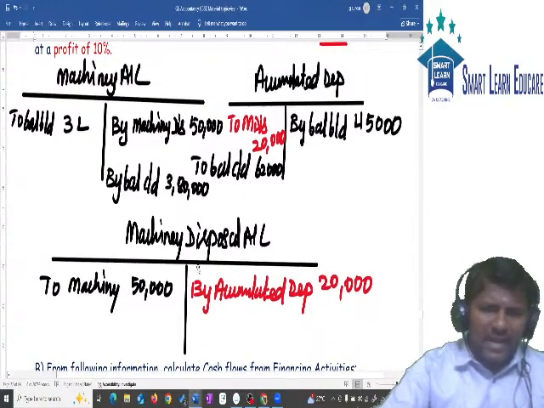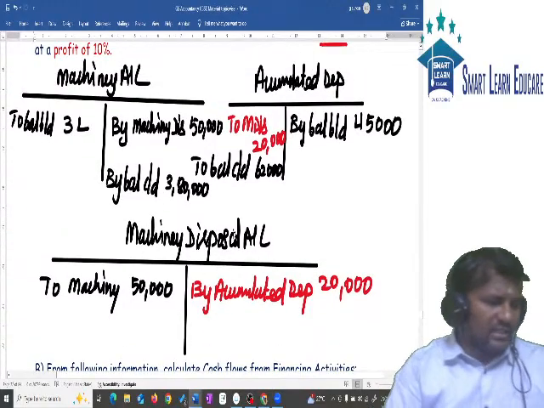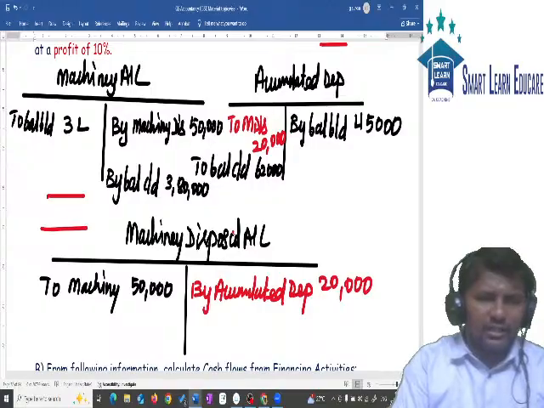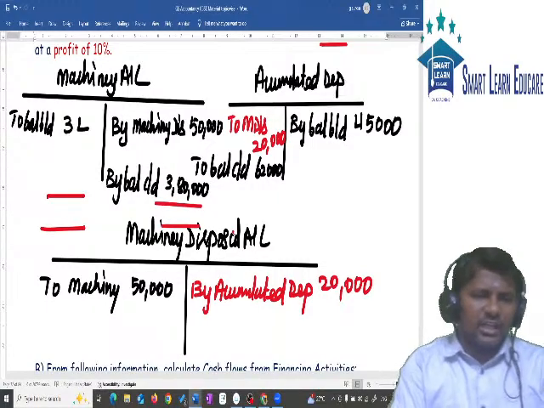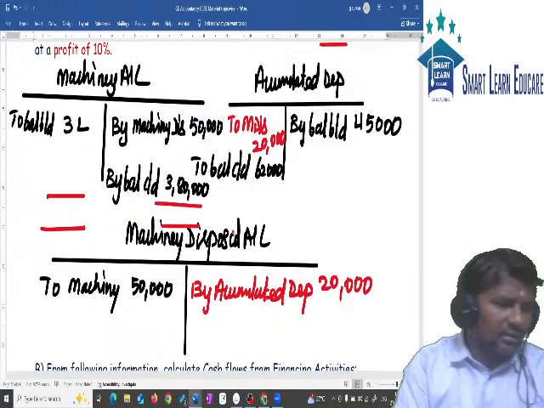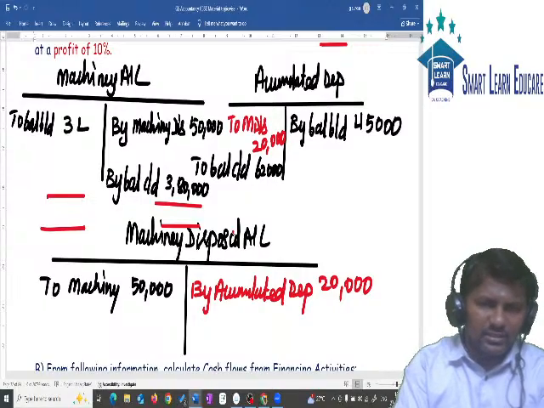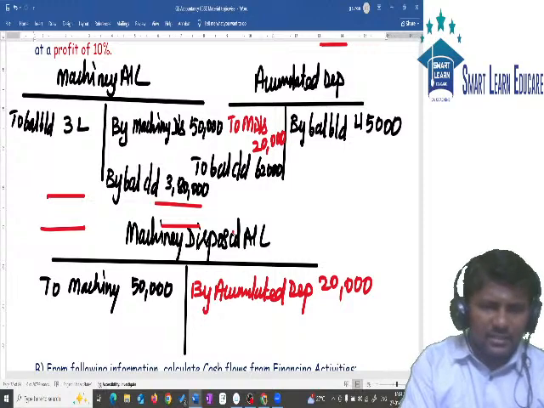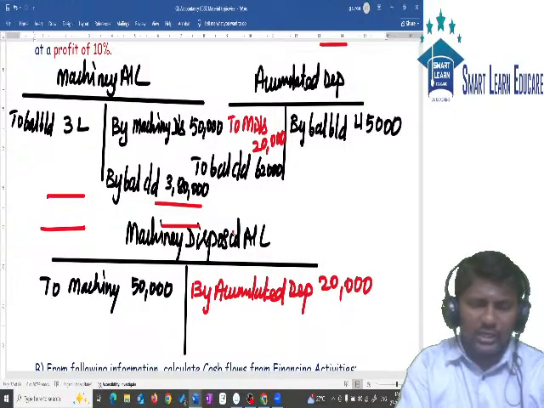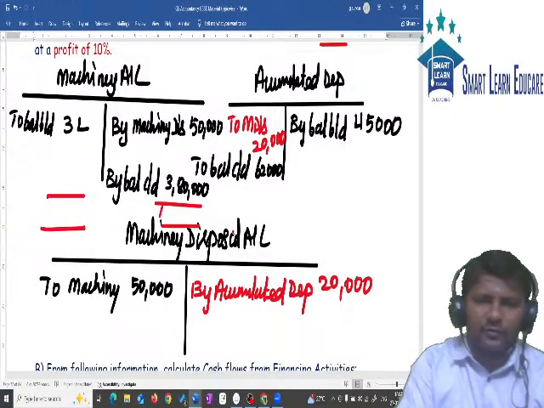So now balance the ledger. First take the machinery ledger. The opening balance is 3 lakh and the closing balance is 3 lakh 80,000. Which side total is more? Credit side total is more. Tell me the credit side total: 3 lakh 80,000 plus 50,000 will give you 4 lakh and 30,000.